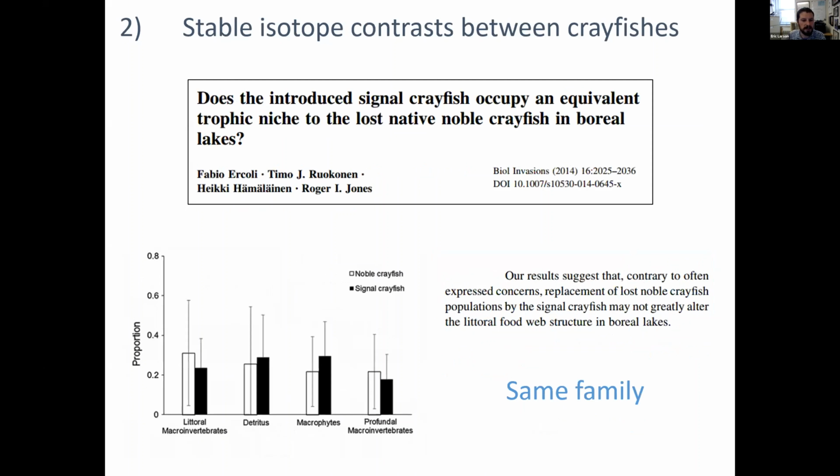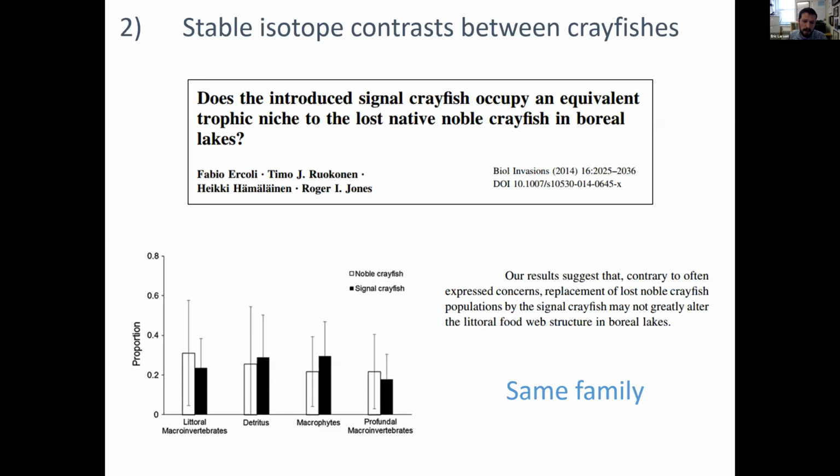People have done this in other systems. This is an example from Finland, where the invasive signal crayfish from Western North America is being contrasted to the native noble crayfish in Europe, which is often displaced by signal crayfish because of disease. These are results of a stable isotope mixing model based on a biplot like the one I just showed that found really high overlap in diet between signal and noble crayfish. They're getting similar proportions of their diet from macroinvertebrates, from detritus, from macrophytes in comparison to each other. And so these are authors who kind of concluded that replacement of noble crayfish by signal crayfish in these Finnish lakes may not alter their food webs very much.